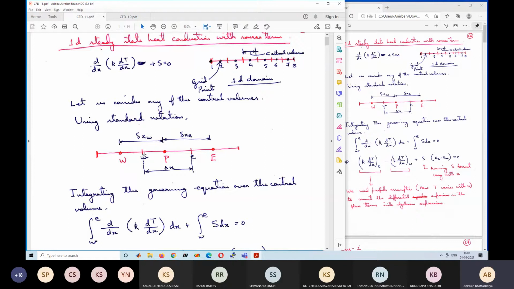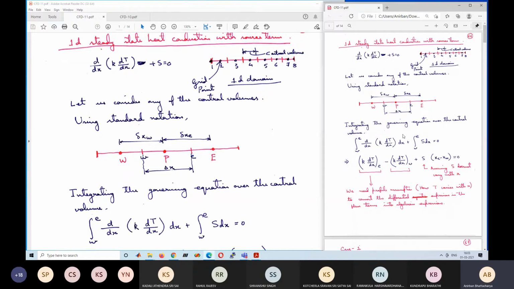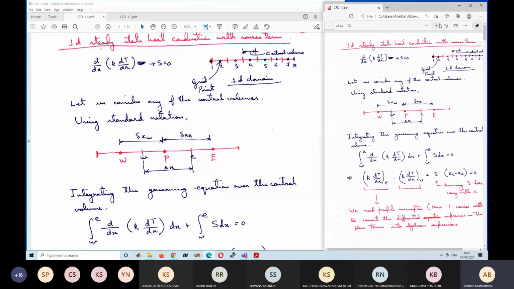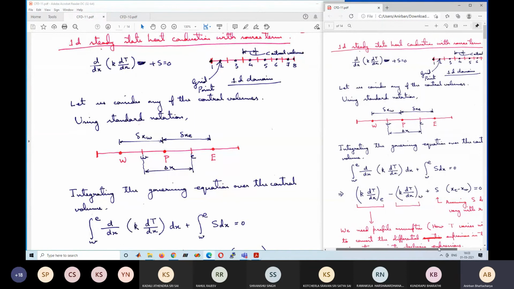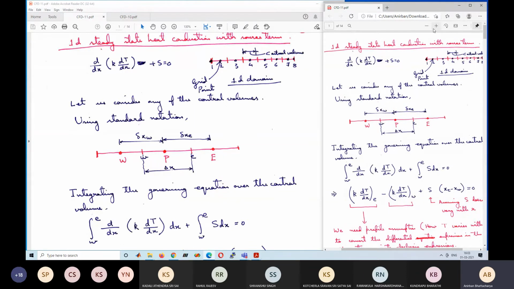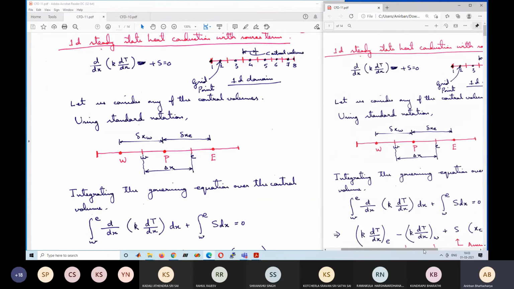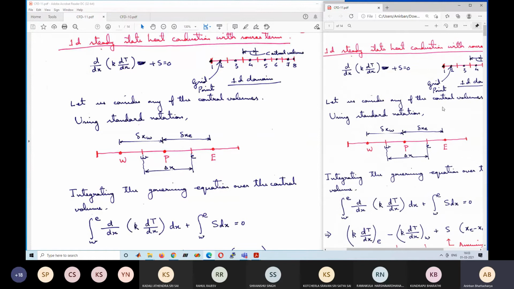This is the standard notation for a control volume. The distance between the grid points is given by delta x E from P to E and delta x W from W to P. With this in mind, let us try to discretize this equation using the finite volume method. I will also keep the picture open here. It will look very small, but this is just for reference.